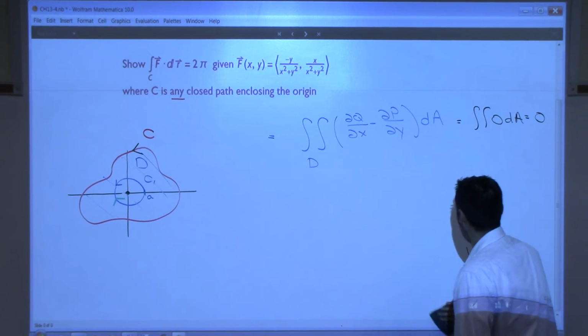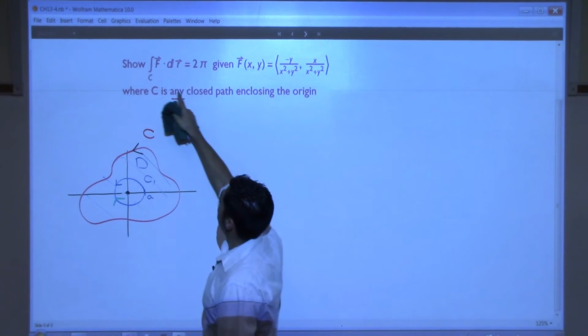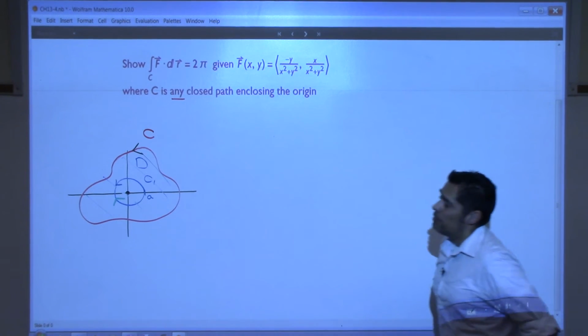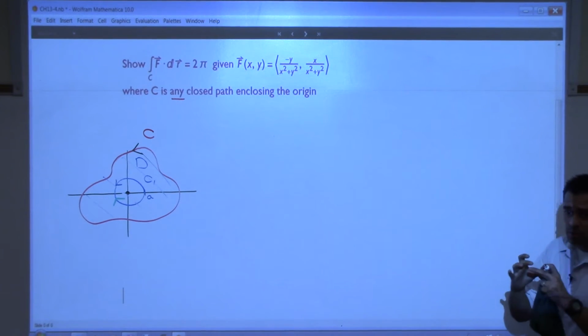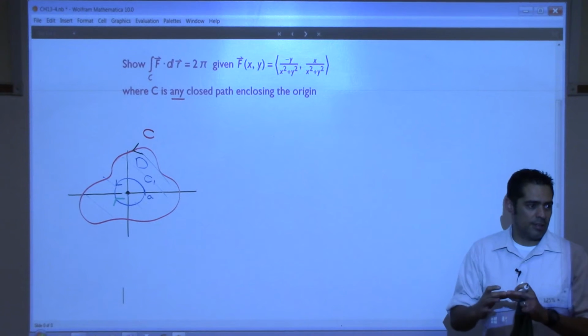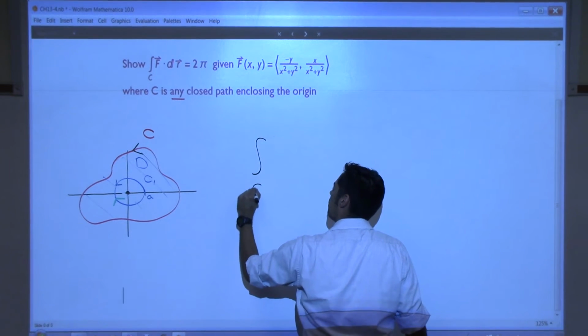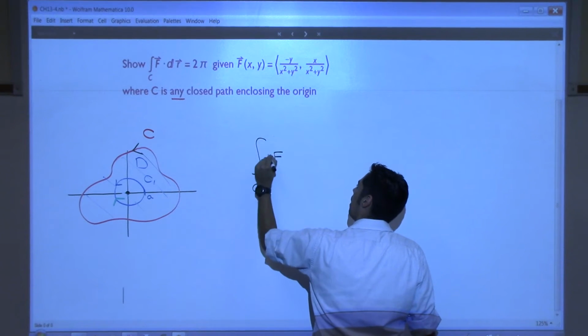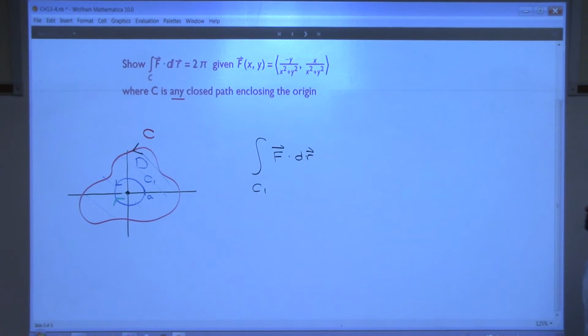Okay, so this whole problem of trying to show you that this line integral over an arbitrary curve is equal to 2 pi has reduced down to me showing you that over an arbitrary circle of radius a, the answer is 2 pi. So I just need to know this. What is the line integral over C1 of F dot dr? So how would you like to do this? You have options.